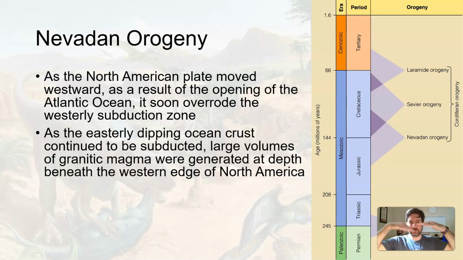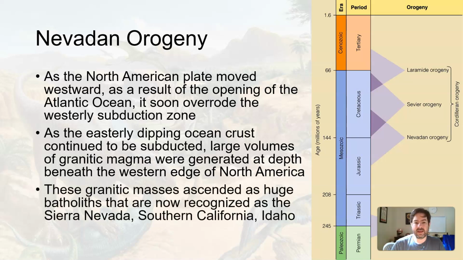As that easterly dipping Farallon plate was being subducted, large volumes of granitic magma were generating as that plate was going down into the mantle, melting and creating a lot of granitic magma. These granitic masses ascended as huge batholiths. If you remember, granite is an intrusive plutonic igneous rock. A batholith is a large blob of igneous magma that cooled and formed this big blob of hard igneous rock. For instance, granite. All right?